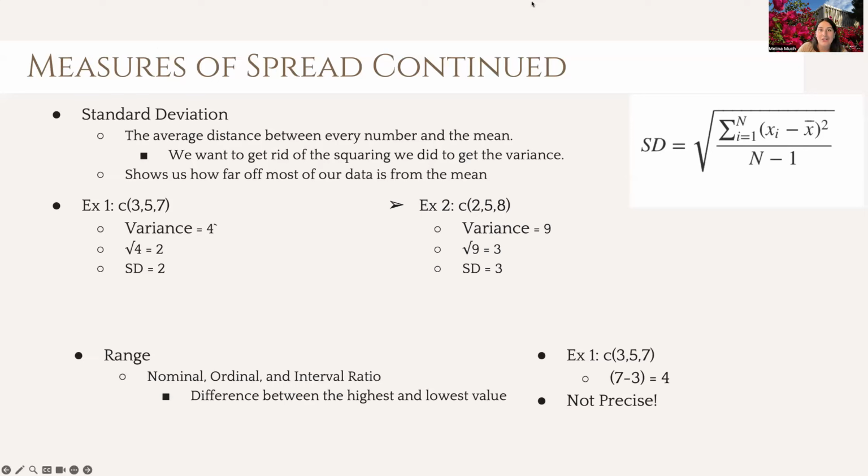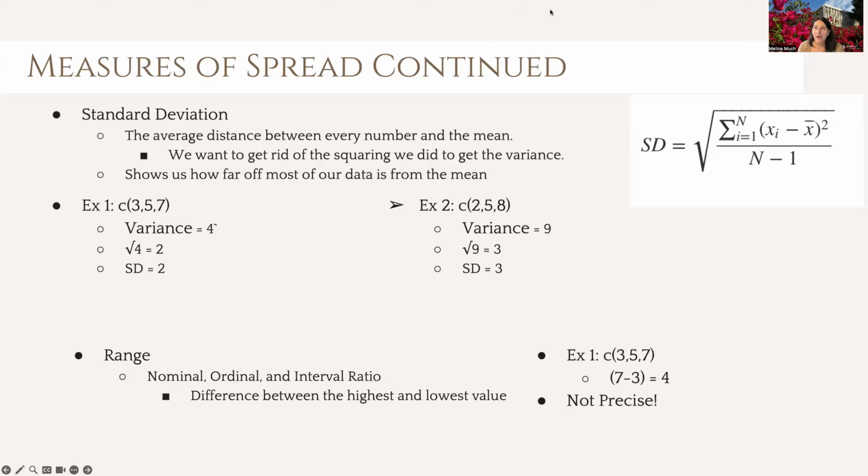Now, the last measure of spread that we have is the range. The range is the least informative, kind of not preferred version of this, but if we have something like ordinal or nominal data, we may have to do something like this. We can also do it for interval and ratio data, but it's much more limited, so we can only do it in certain contexts. So say we have this set of 3, 5, and 7. We're going to take the lowest and the highest number, the lowest being 3, the highest being 7, and subtract them from each other. 7 minus 3 is 4. So we have a range of 4.